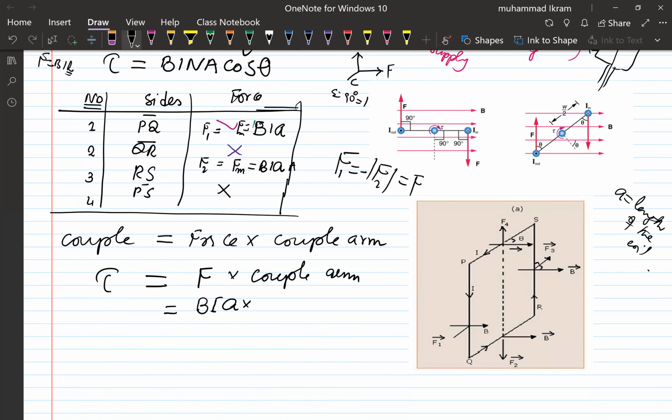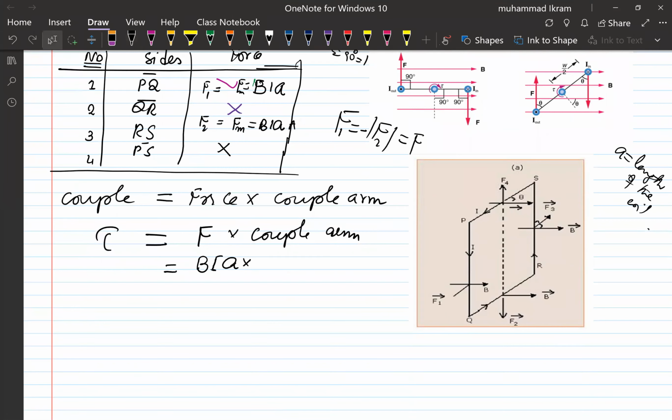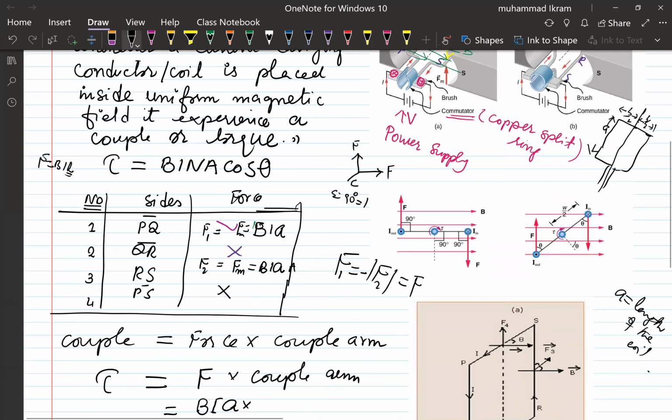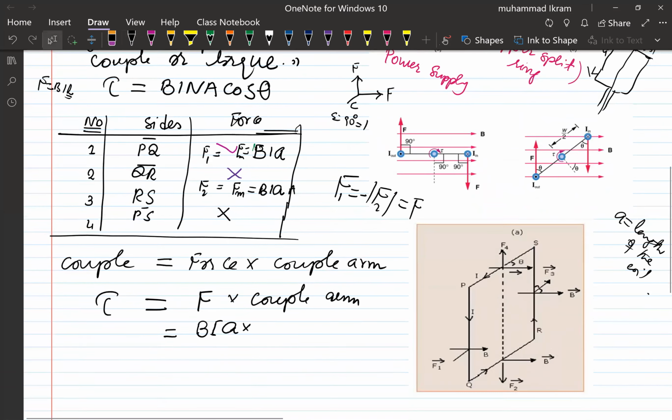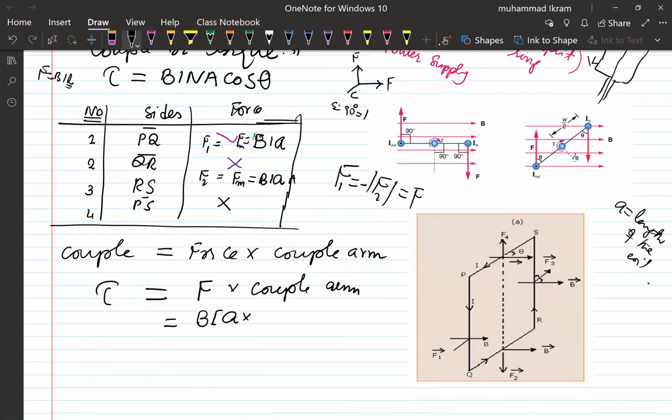In this topic, this is the most difficult part, calculating the couple arm. Why? Because once the coil turns or starts rotating, there will be a case where the force is no longer perpendicular to the moment arm. And for maximum torque, we need the force perpendicular to the moment arm, which is not the case here once the coil starts rotating. But that is not a difficult job.